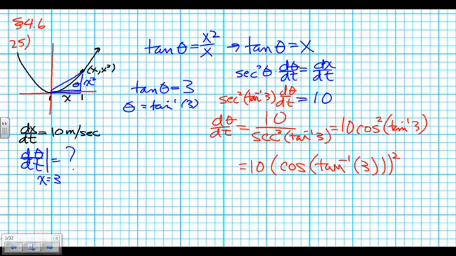10, paren, cosine, paren, inverse tangent, paren, 3, close first paren, close second paren, close third paren, and square it. And oh my goodness, I get 10. And that is going to be in radians per second.